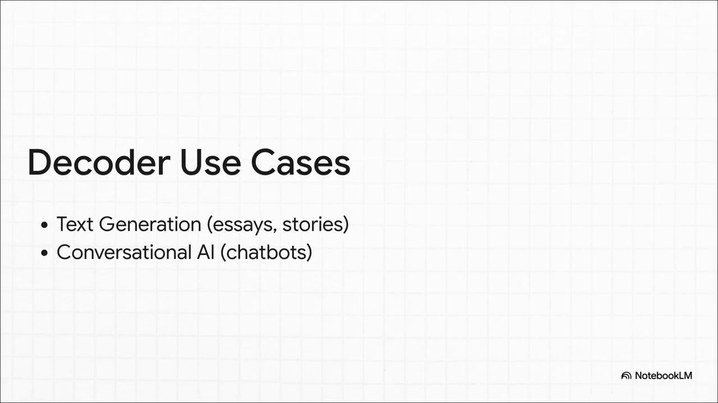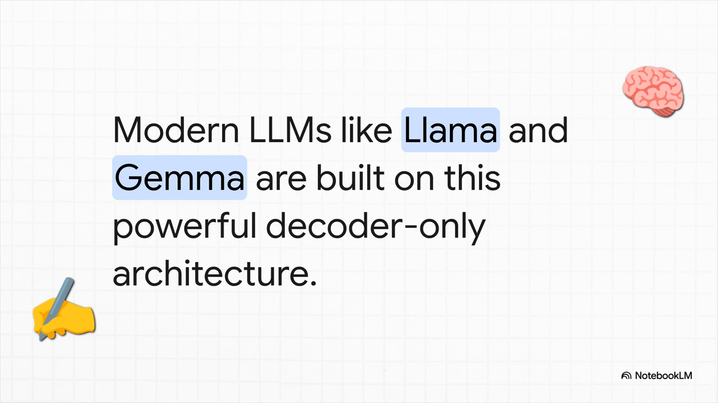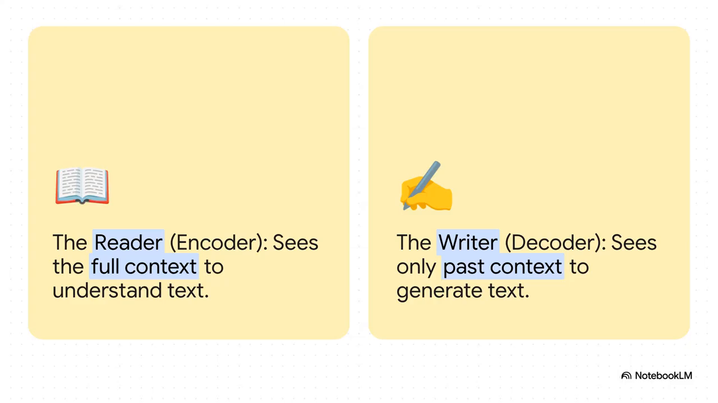And this is a really big deal, so it's important to get this. Almost all of the big, modern large language models that are making headlines, we're talking Meta's Llama, Google's Gemma, they are all built on this decoder-only architecture. At their heart, every single one of them is a super, super sophisticated creative writer. So let's just put it side by side to make it crystal clear.